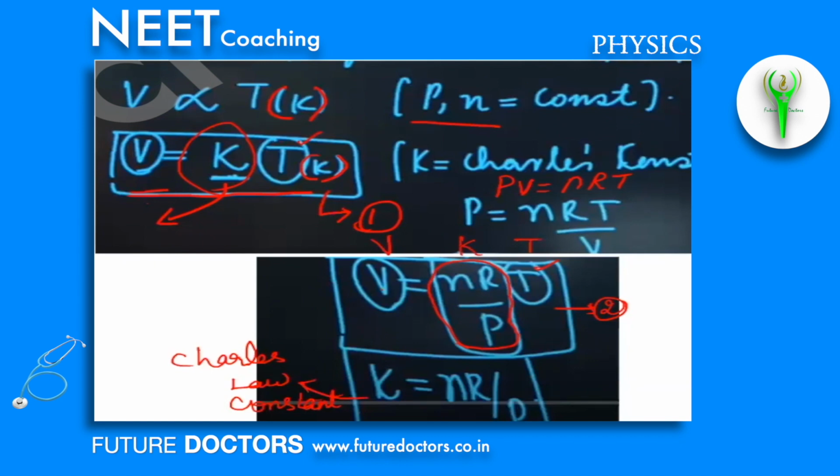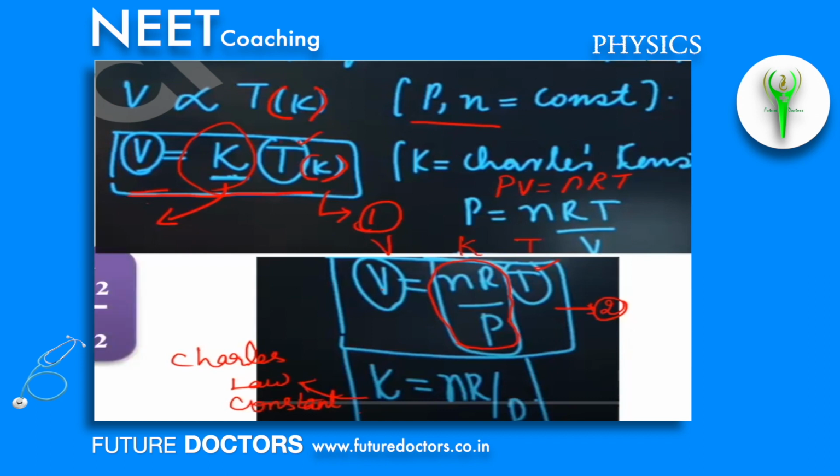Jacques Charles, he stated this law. At constant pressure, the volume of a given mass of a gas is directly proportional to its absolute temperature. So V is proportional to T, or V is equal to KT, or V by T is equal to K. Or we can write it like this.